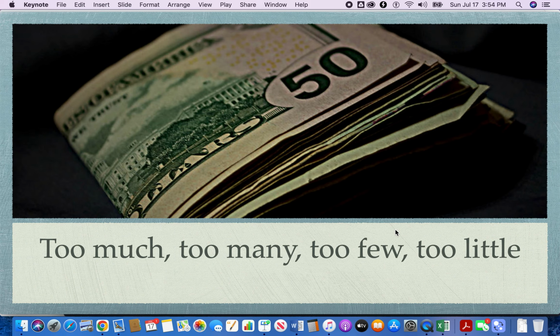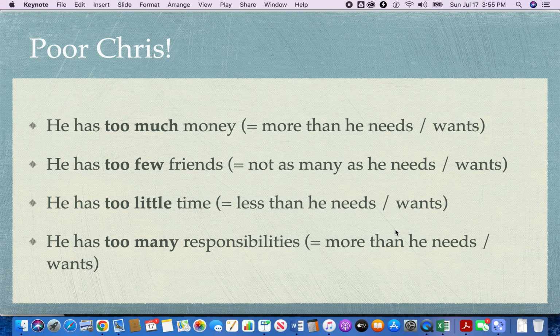Now, how about some of those words too much, too many, too few, or too little? Here are some examples about a guy we will call Chris. Poor Chris. He has too much money. Too much means more than he needs or wants. Too much is not the same as very much. Very much just means much. But too much is more than he needs or wants.